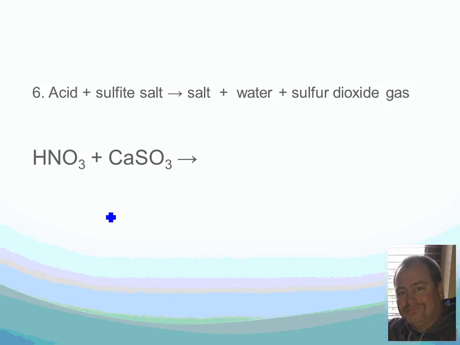Now, did you notice that this is a different one? Although that looks like it's similar, it is not a sulfide salt, it is a sulfite. What is sulfite? Sulfite is SO3, 2 negative. So here is my sulfite, right there, the SO3. So what is my new salt that I'm forming in this double replacement reaction? Calcium nitrate. What's my formula for calcium nitrate? Ca(NO3)2.